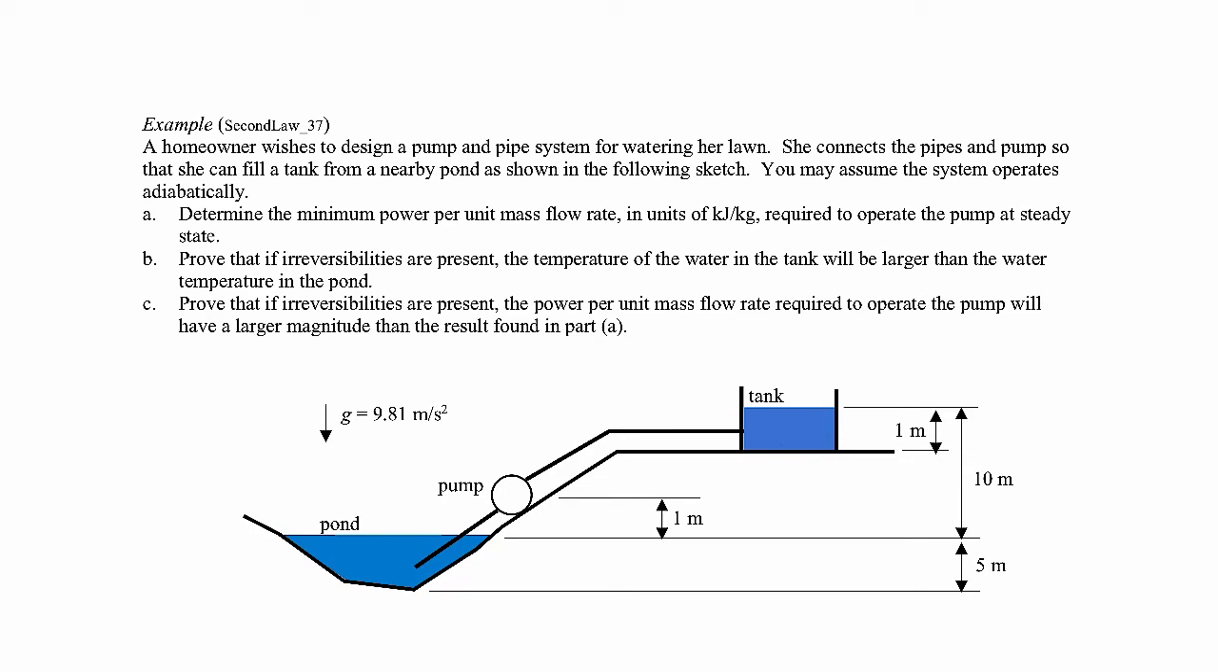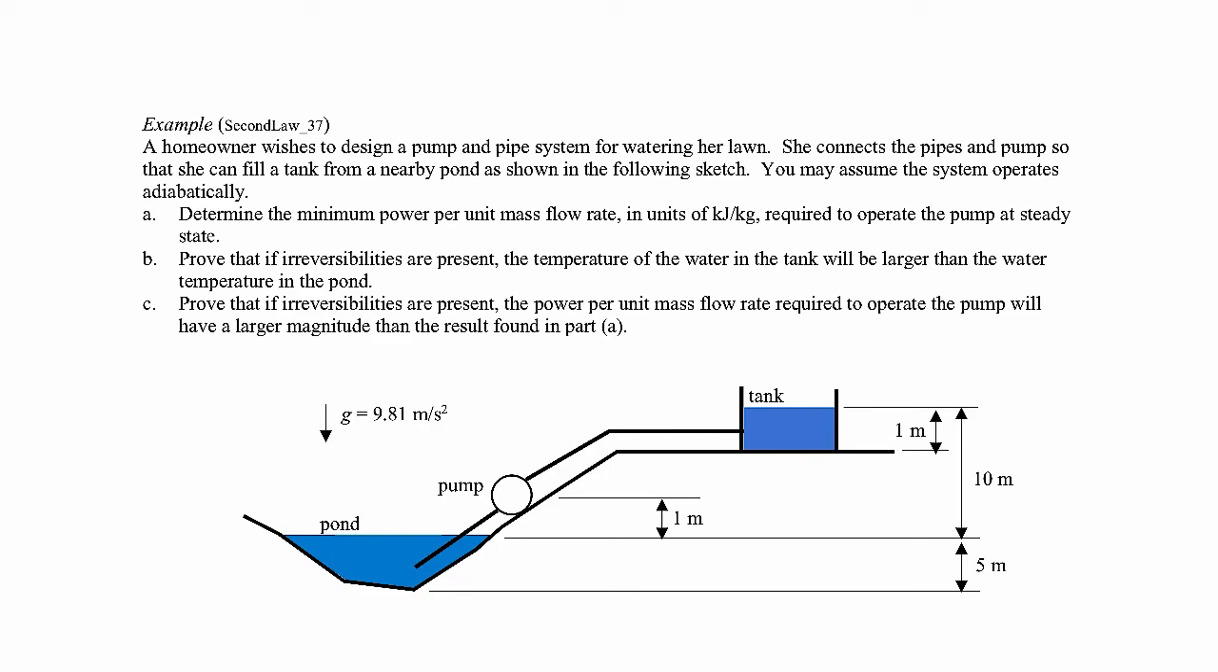So the first part of the problem is determine the minimum power per unit mass flow rate in units of kilojoules per kilogram required to operate the pump at steady state. Part B is prove that if irreversibilities are present, the temperature of the water in the tank will be larger than the water temperature in the pond. And then part C, if irreversibilities are present, the power per unit mass flow rate required to operate the pump will have a larger magnitude than the result found in part A.